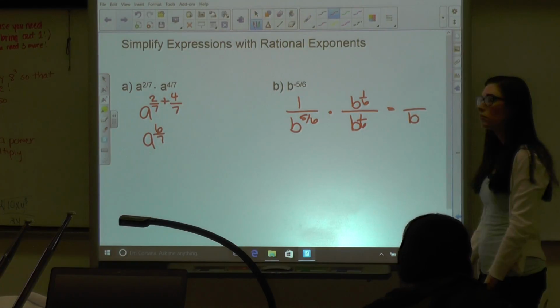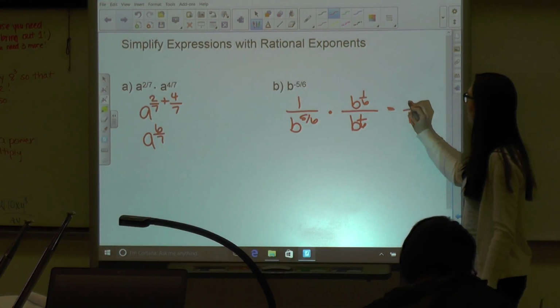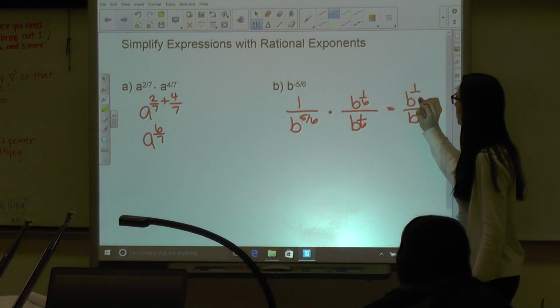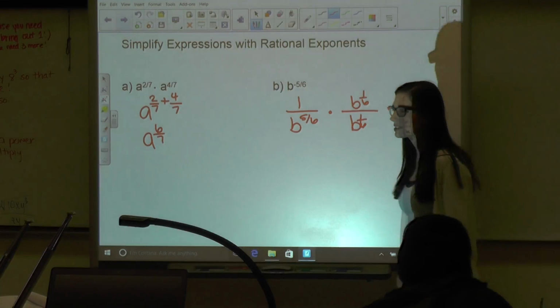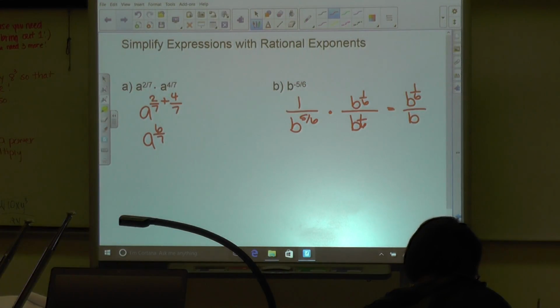Is it b? b, yeah. Okay. 1 full pie, that's what you got. Because 5 plus 1 is 6, 6 over 6 is 1. b to the power 1/6 from the top, okay? And then you were finished. We're done. That's it. That's it.